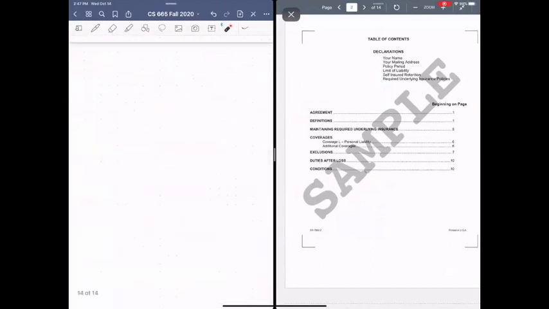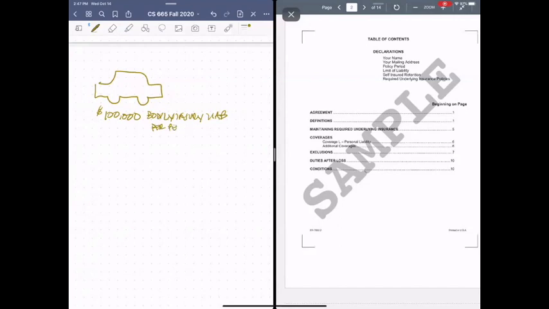So here's what Brian needed. Brian had his car. And on his car, he had $100,000 worth of bodily injury liability. And this is per person per accident. And if you look in your own wallet at what your coverage is, you'll see how much liability coverage you carry on your car.